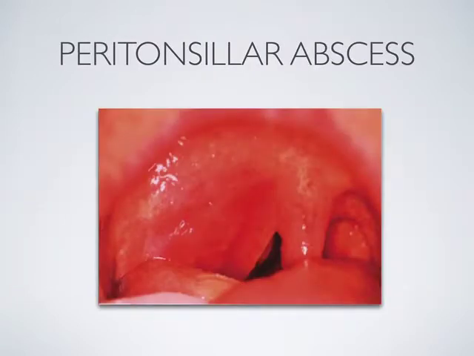Peritonsillar abscess presents as a bulge of the soft palate, lateral and superior to the tonsil, often with deviation of the uvula to the contralateral side. Palpation of this portion of the palate with a gloved finger will often reveal a firm, fluctuant area.